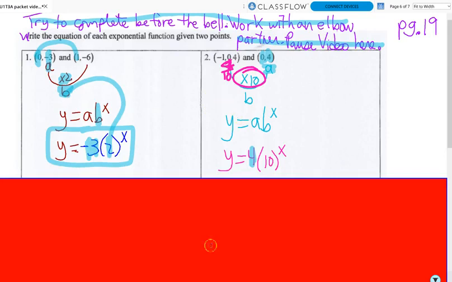I'm going to use that B value, that multiplier of 10, in my explicit equation. So my equation becomes y equals 4 times 10 to the x power. Remember, every equation, whether it's exponential, power, radical, rational, line, quadratic, always has a y and an x in it.